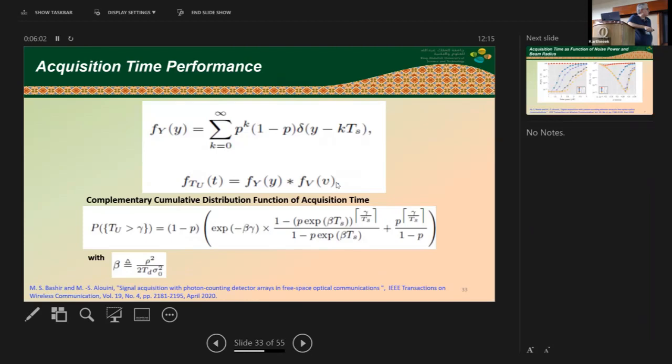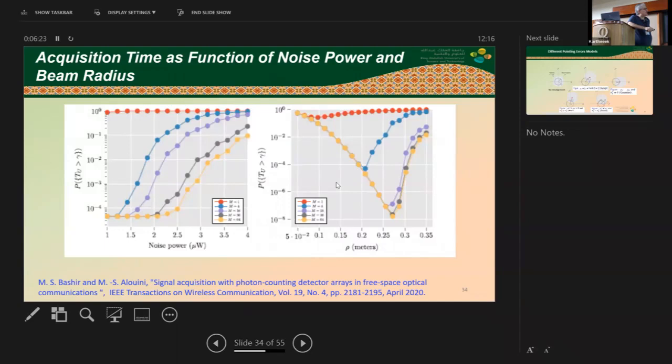You can obtain the complementary CDF, which is the desired metric: the probability that your acquisition time exceeds a certain deadline. You have a deadline to lock on your signal, which you set as gamma, and you can derive it in closed form as a function of system parameters. What we showed in our results, with an array of detectors, is that the larger the number of detectors, the better your complementary CDF, which makes sense.